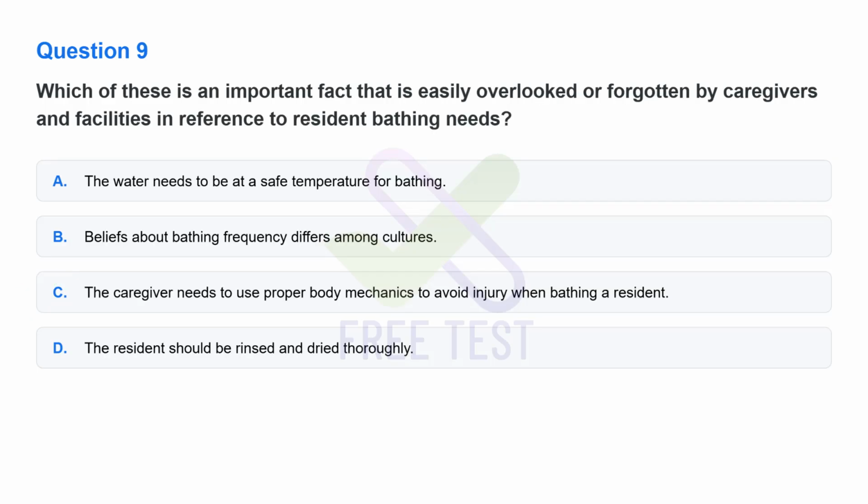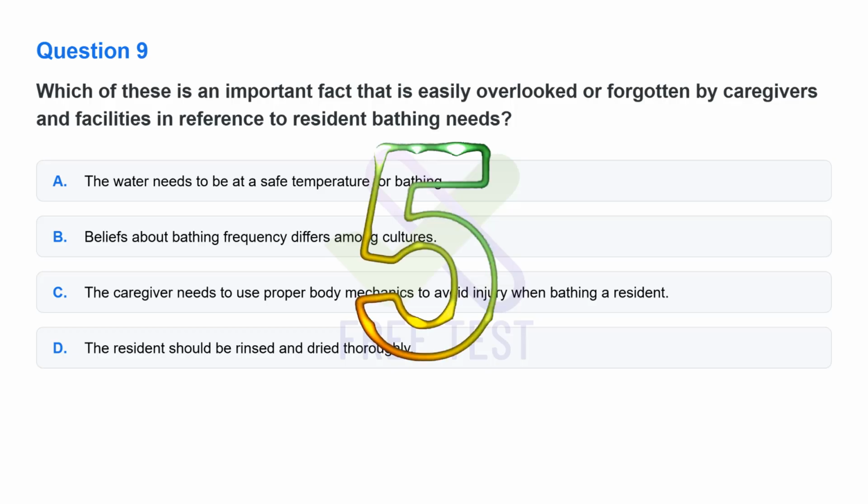Which of these is an important fact that is easily overlooked or forgotten by caregivers and facilities in reference to resident bathing needs? A. The water needs to be at a safe temperature for bathing. B. Beliefs about bathing frequency differs among cultures. C. The caregiver needs to use proper body mechanics to avoid injury when bathing a resident. D. The resident should be rinsed and dried thoroughly.